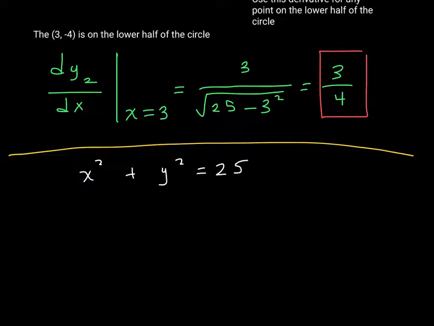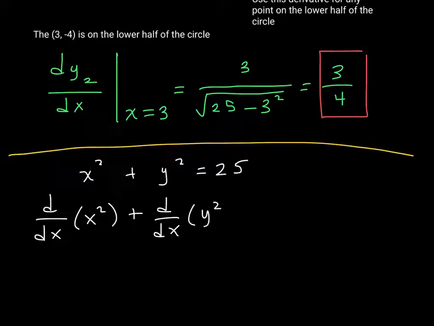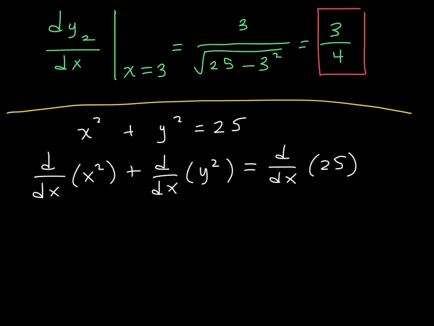So what we did earlier was we solved for y. Implicit differentiation says don't even bother solving for y. Go ahead and differentiate both sides of the equation. So we're going to take the derivative of the left-hand side and the derivative of the right-hand side. You notice I am not solving for y. Implicit differentiation says don't even worry about it. We don't have to solve for y.